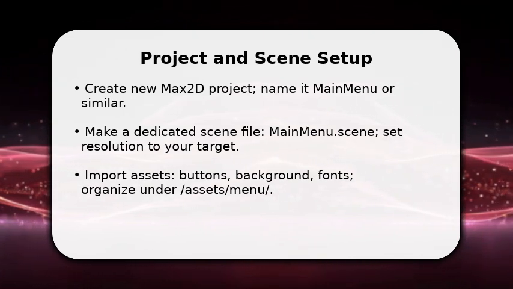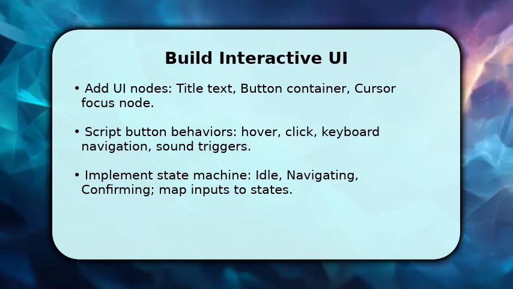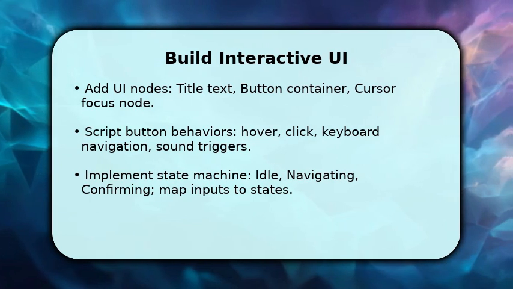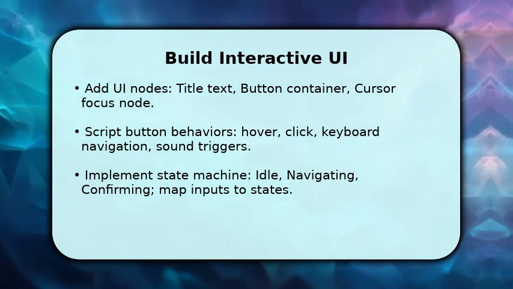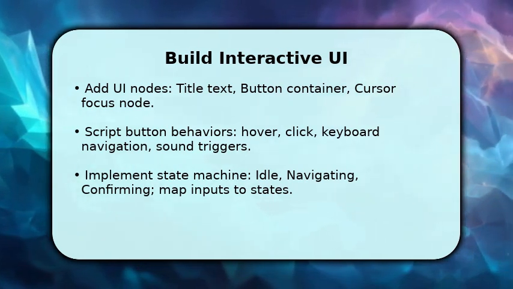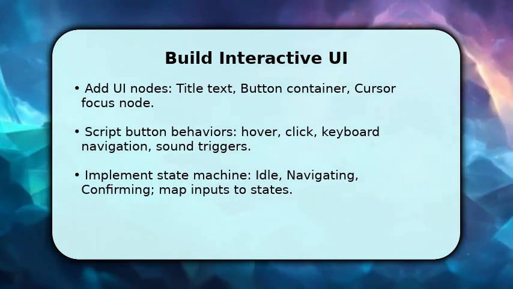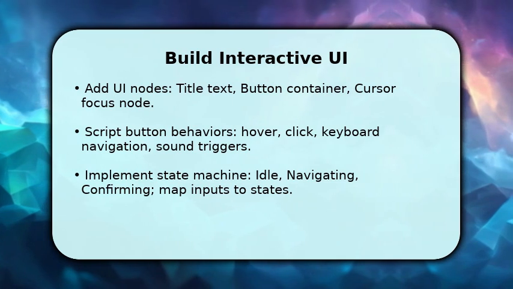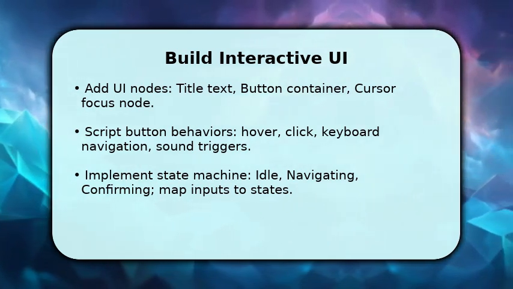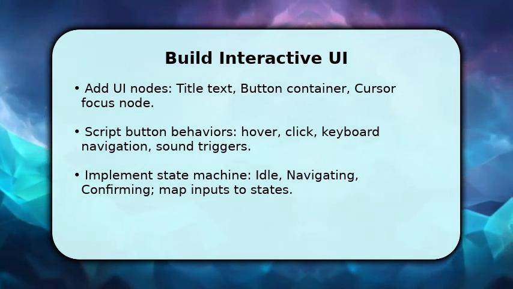Now you build the interactive pieces that make the menu usable. Create title text and a button container node, then add individual button nodes with unique IDs. Attach scripts that handle hover visuals, click callbacks, keyboard and gamepad navigation, and play UI sounds. Use a simple state machine with idle, navigating, and confirming states so input is predictable. Map up/down/confirm/cancel to transitions. You do this so navigation, focus, and accessibility behave consistently across platforms.